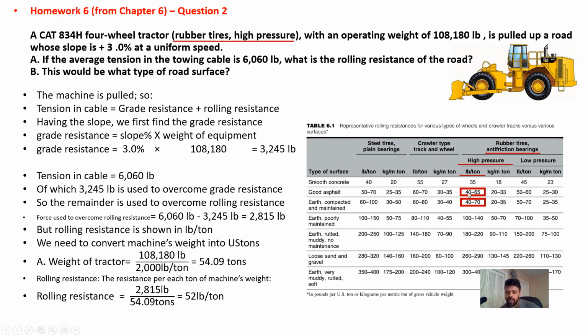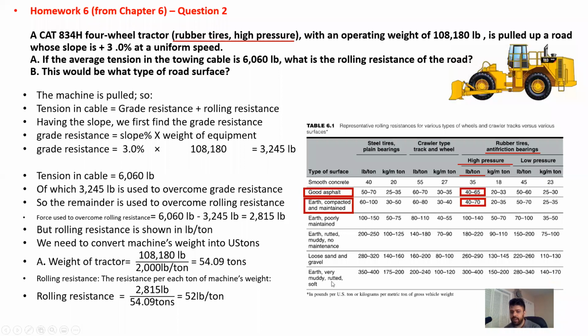So we could say the type of the surface is either good asphalt or it is earth, compacted and maintained. So the surface condition is almost good, okay? Because this is not a significant rolling resistance. This is a low rolling resistance, which shows that the surface condition is good. As you can see, for smooth concrete, we have the lowest rolling resistance, and that makes sense.